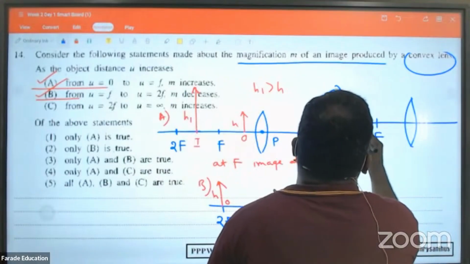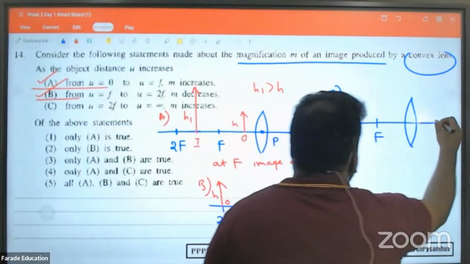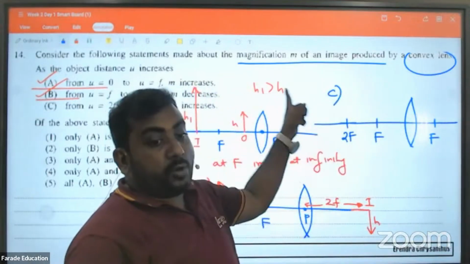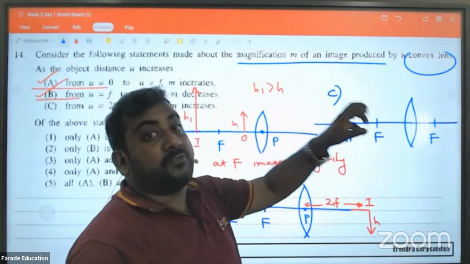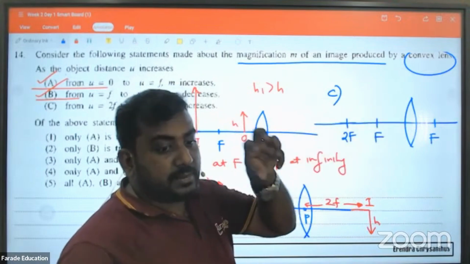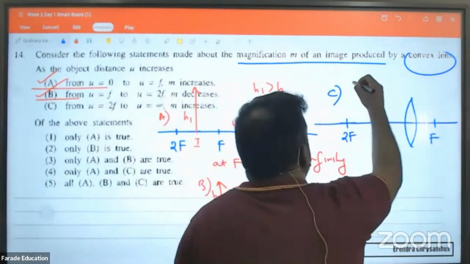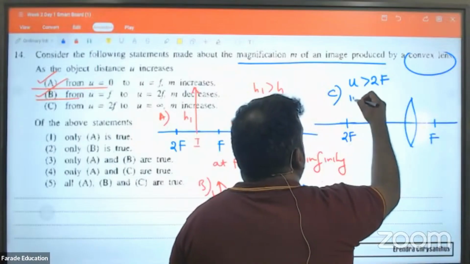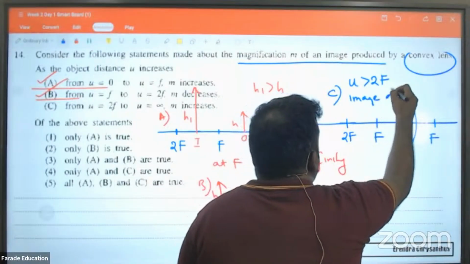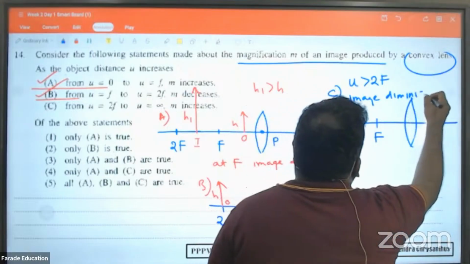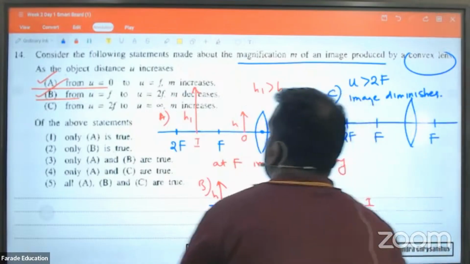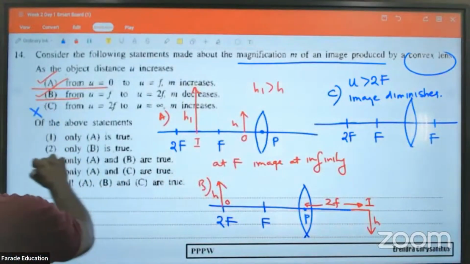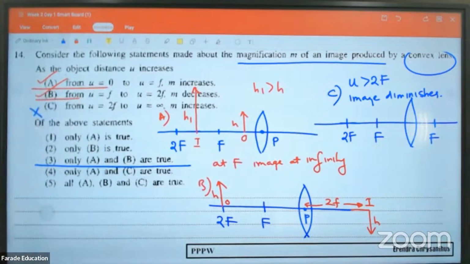Now, 2F onwards, if you keep increasing, if the object is at infinity, the image will form at the focal point, a diminished image. So, U is greater than 2F, the image diminishes. So there is no increase in magnification. C is wrong. The correct statement is A and B, which is option 2.